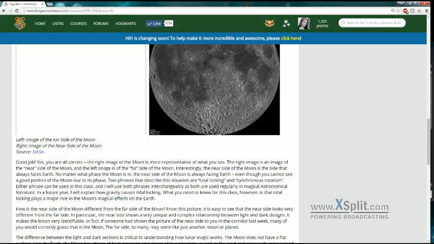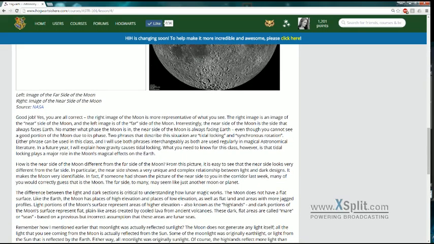Interestingly, the near side of the moon is the side that always faces Earth. No matter what phase the moon is in, the near side of the moon is always facing Earth, even though you cannot see a good portion of the moon due to its phase. Two phrases that describe the situation are tidal locking and synchronous rotation. Either phrase can be used in this class, and I will use both phrases interchangeably, as both are used regularly in magical astronomical literature. In a future year, I will explain how gravity causes tidal locking. What you need to know for this class, however, is that tidal locking plays a major role in the moon's magical effects on the Earth.